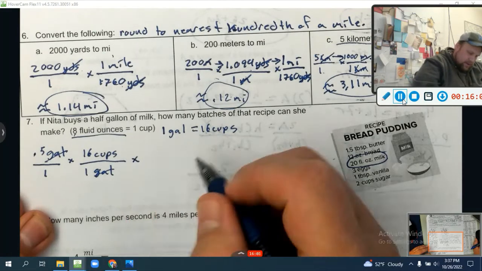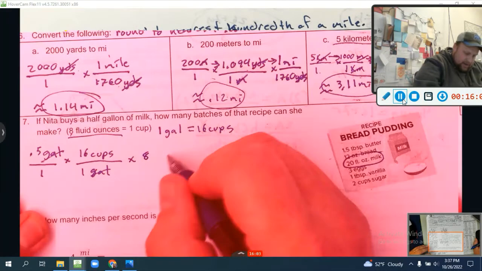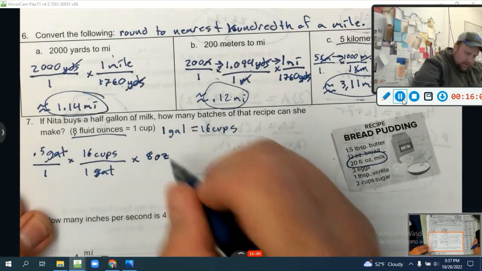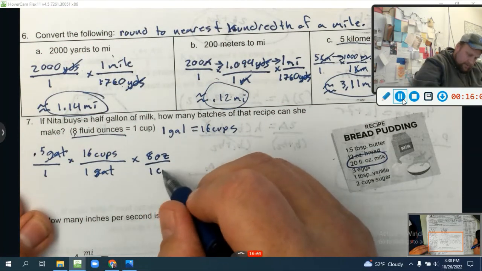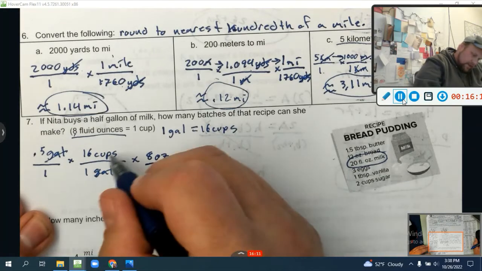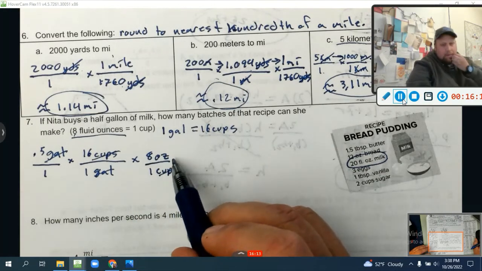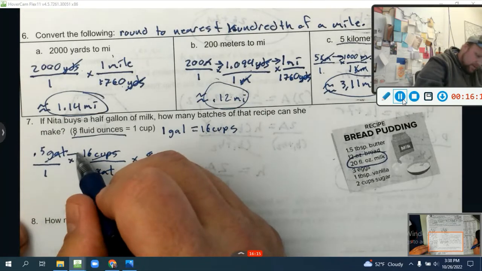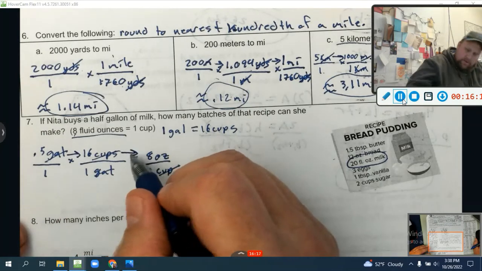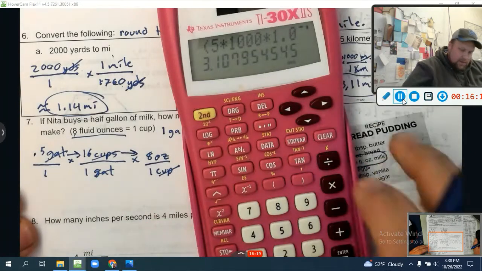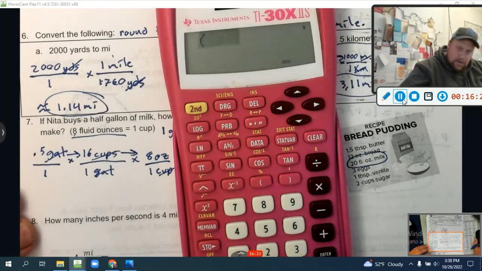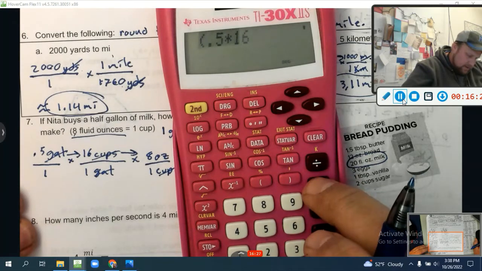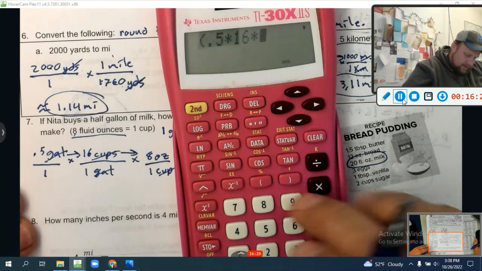So now I have 8 ounces, right? That's OZ, all over 1 cup. So cups cancel out. Now I have ounces on top. Now I'm where I want to be. Boom. Multiply straight across in parentheses. I'm going to have 0.5 times 16 times 8.